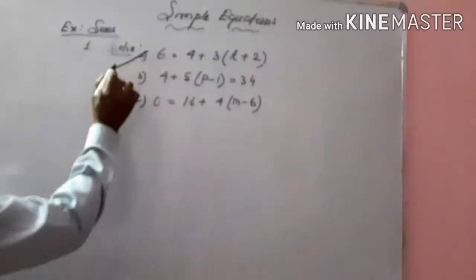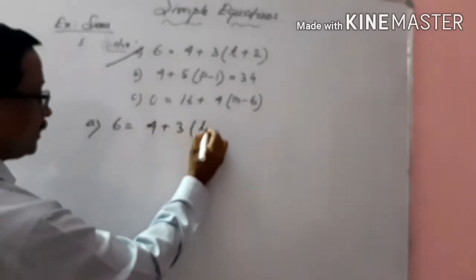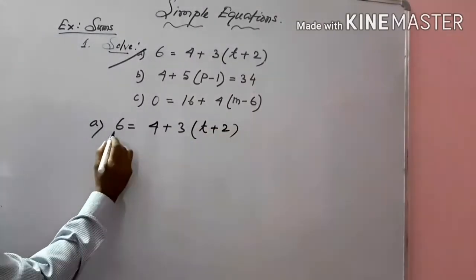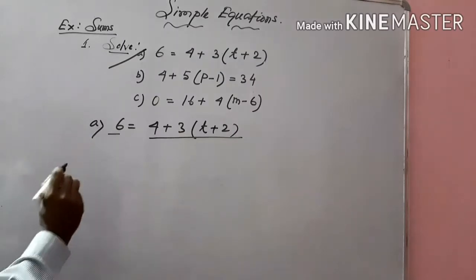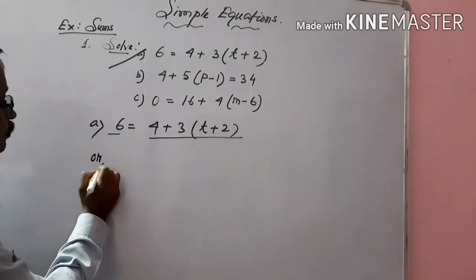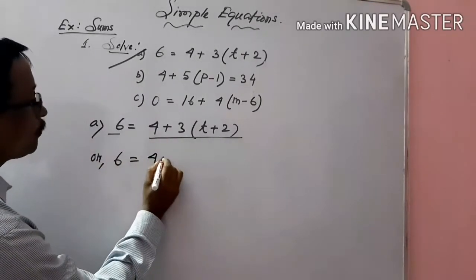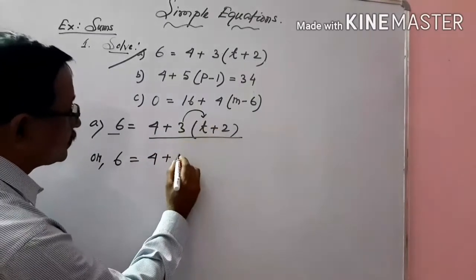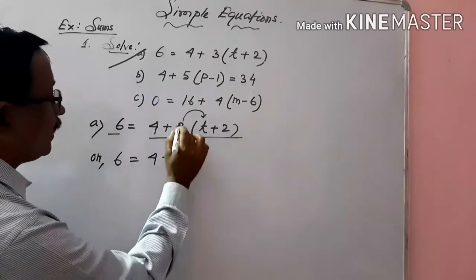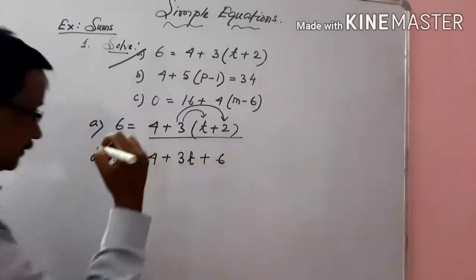Let me show the first one. What is given? 6 equal to 4 plus 3 into (t plus 2). This is the left hand side and this one is the right hand side. Next step, once you solve, you must use the bracket. 6 equal to 4 plus, you have to multiply by 3 first: 3 into t is 3t, and 3 into 2 is 6.